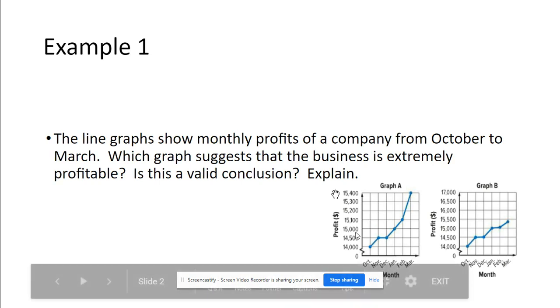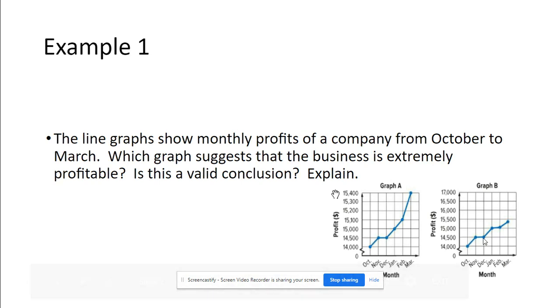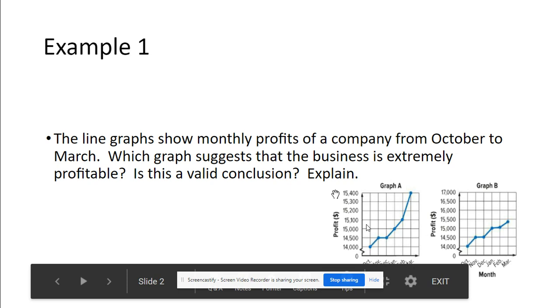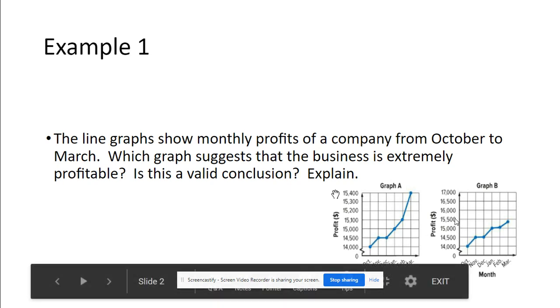But if we start looking at the increments, they both start out at 0, 1,000, 2,000, 3,000, 4,000. This one does the same thing. But then if we notice, once we hit 5,000 on each of them, it changes. So the graphs are identical up till this point, but then this one starts going up in increments of 100. This goes up in increments of 500. So that is not a valid conclusion that graph A is representing a more profitable business, because in fact, these two graphs are showing the exact same information.